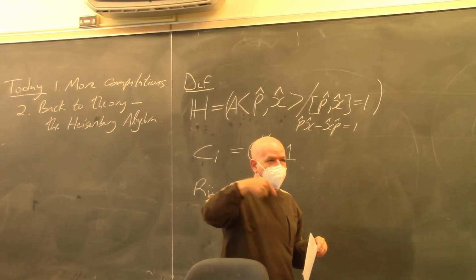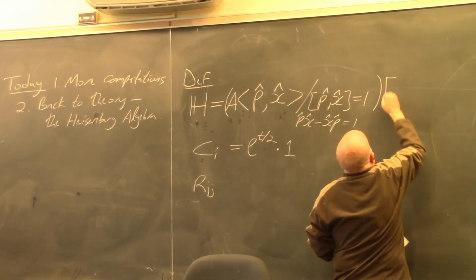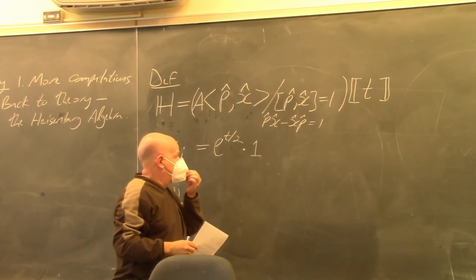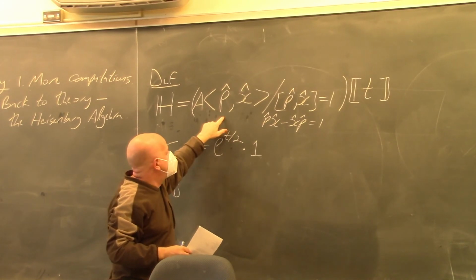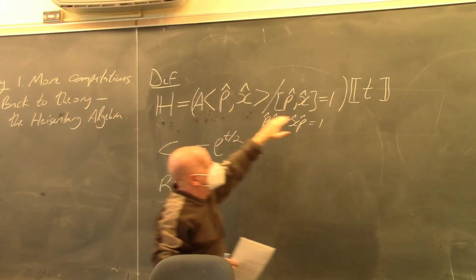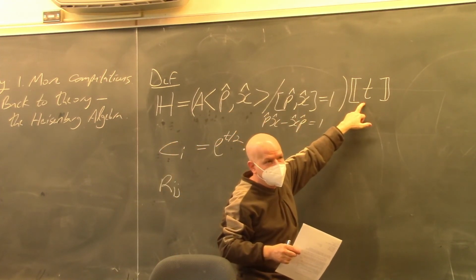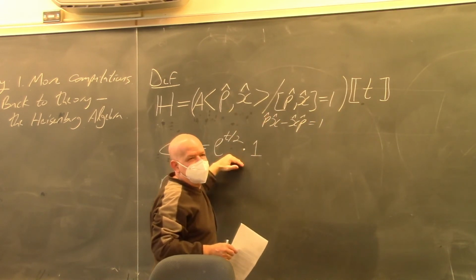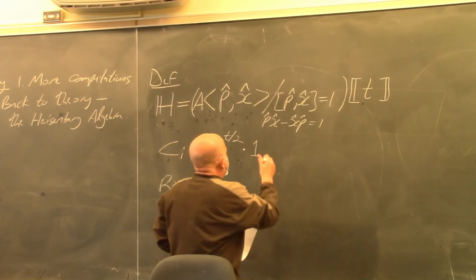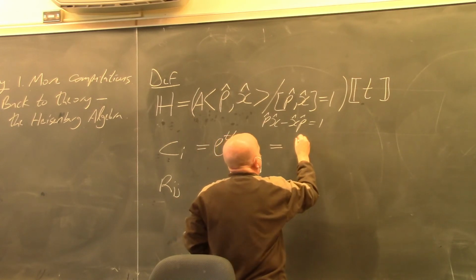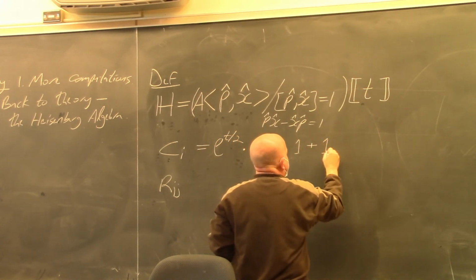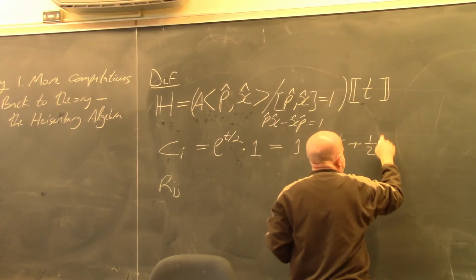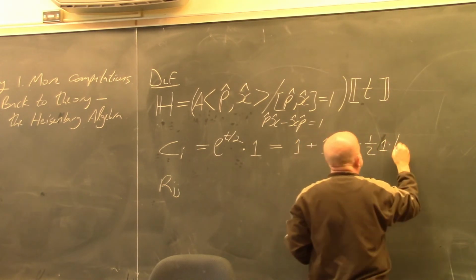What does it mean to adjoin a small parameter? It means that you consider power series in this parameter t. So truly, my algebra is the algebra of power series in a variable t with coefficients which are elements of the Heisenberg algebra. So this really stands for 1 in the Heisenberg algebra plus 1 in the Heisenberg algebra times t plus 1/2 times 1 in the Heisenberg algebra times t squared, and so on.